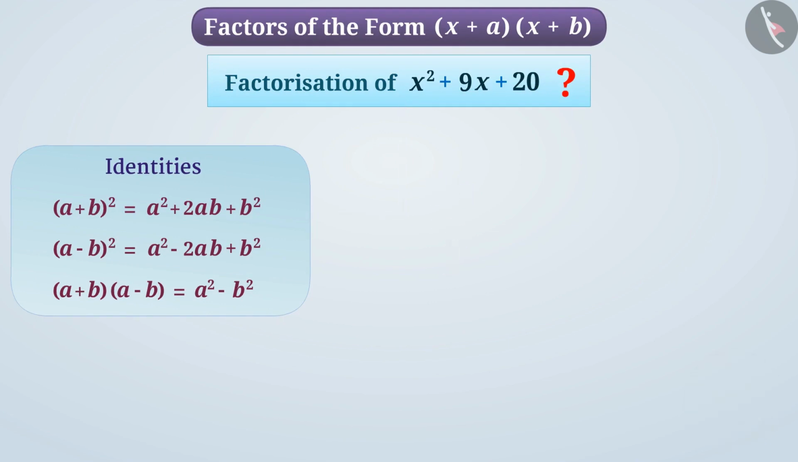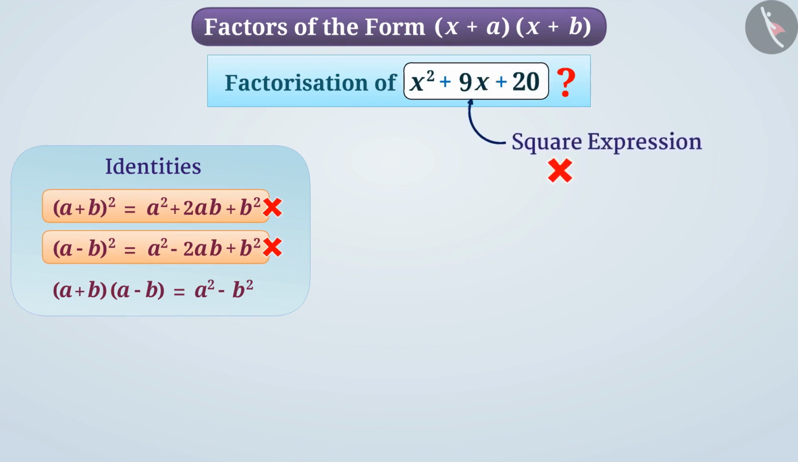Let me tell you, here the number 20 is not a perfect square. So this expression is not of the type (a + b)² or (a − b)². That is, it is not a square expression. Similarly, it is also not an expression of the type a² − b².